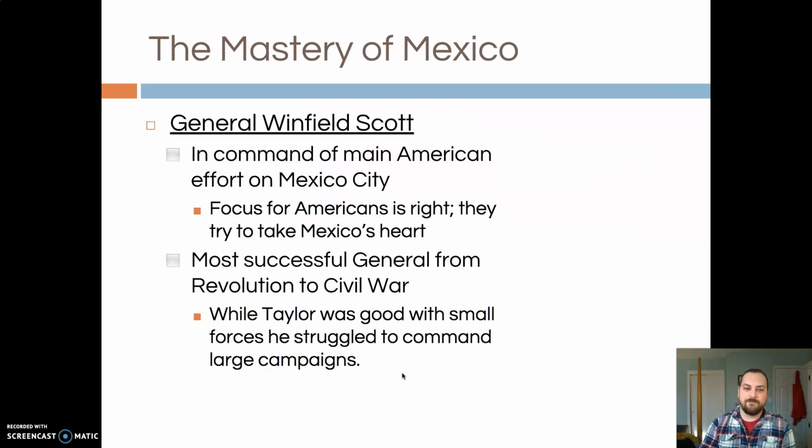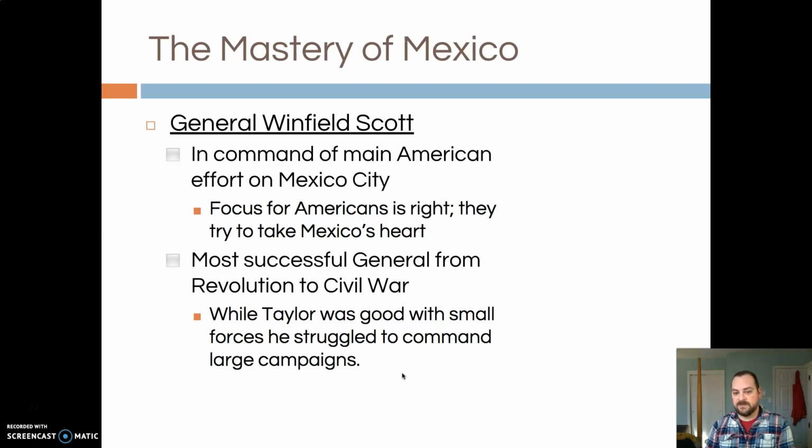In charge of the main American effort in Mexico City, however, is Old Fuss and Feathers, General Winfield Scott. Winfield Scott was actually the hero of the War of 1812. He's still active in 1848. He'll actually be the first Union general in the Civil War. At that time, we'll see him again. He is a very heavy, very old man at this point.